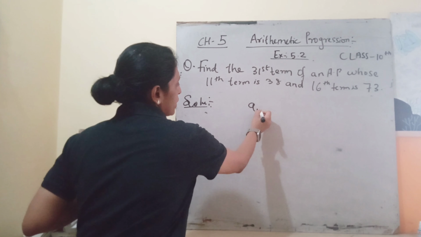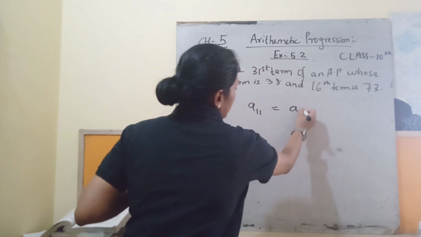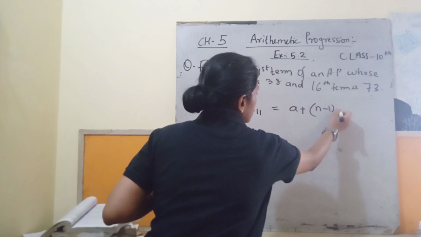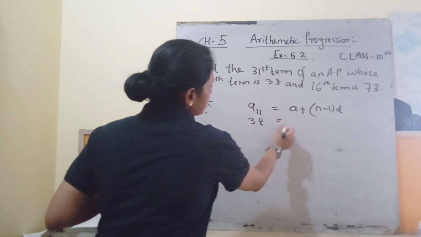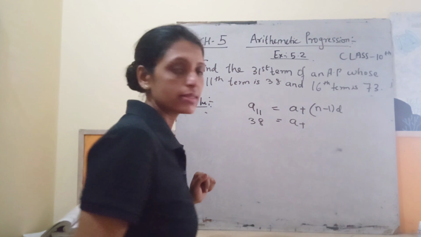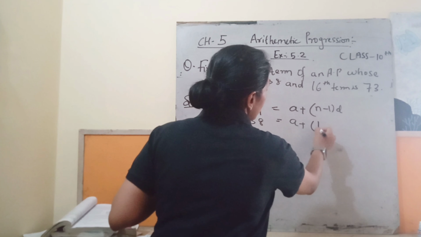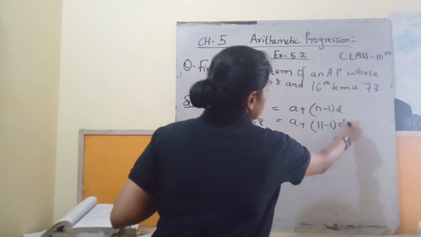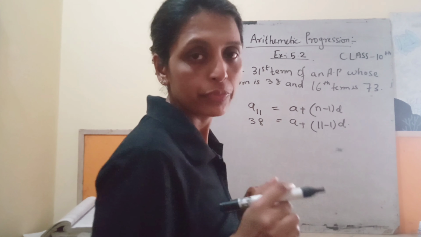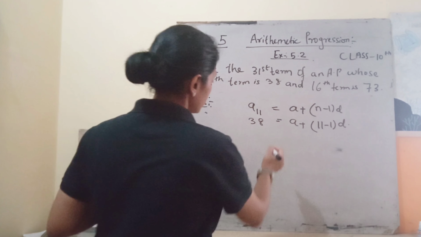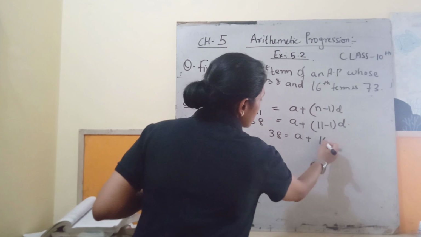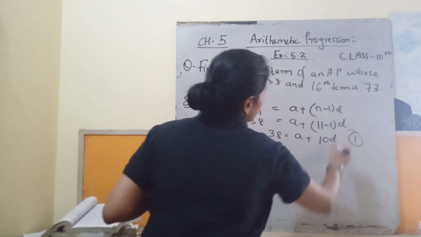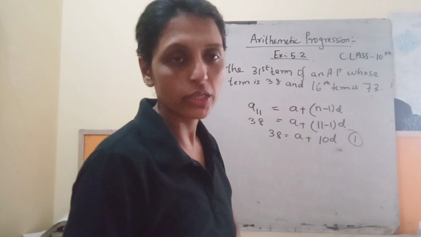The 11th term will be given as a + (n - 1)d, and the 11th term is given as 38. A we don't know, so we will write it as it is. n here is 11, minus 1. d also is unknown, so we write it as it is. So 38 = a + (11 - 1)d, that is 38 = a + 10d. Write this as equation number 1.